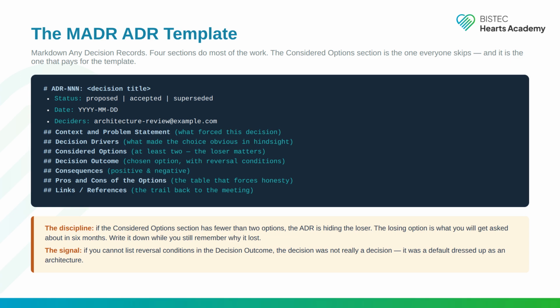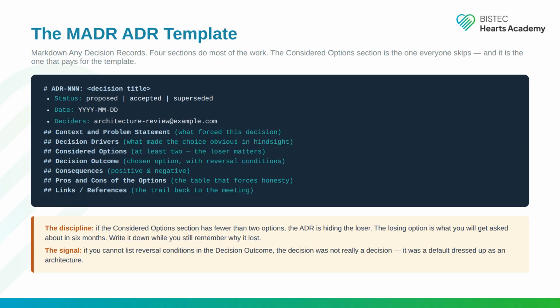Section 1, Context and Problem Statement. What forced this decision? 2 sentences. If you cannot write this in 2 sentences, you do not yet understand the problem. Section 2, Decision Drivers. What made the choice obvious in hindsight? These are the constraints you cannot change: regulatory, technical, financial. They are not the same as the decision itself.